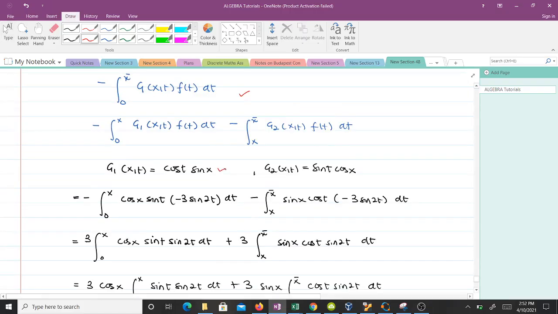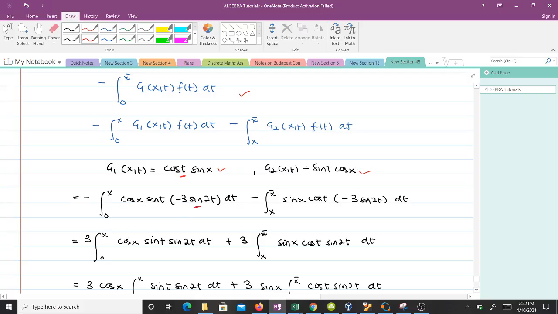So this is J1 and this is J2. So we have to substitute that here. Okay, so in substituting that, since our limit is from 0 to x, when we get here, we change x to t and t to x. So instead of writing cos t sine x, we write cos x sine t.